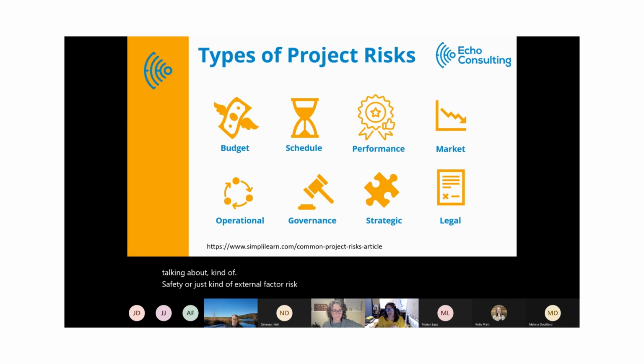So I mean, in Vermont, I'm in Vermont right now, and flooding risks or a natural disaster risk is a good example of that. So these are some types of project risks, and we'll be digging into some of these when we talk about examples of mitigating risks and things a little bit later.